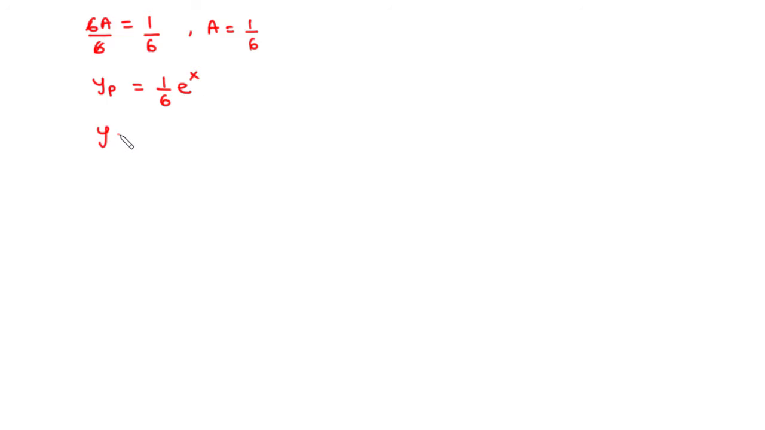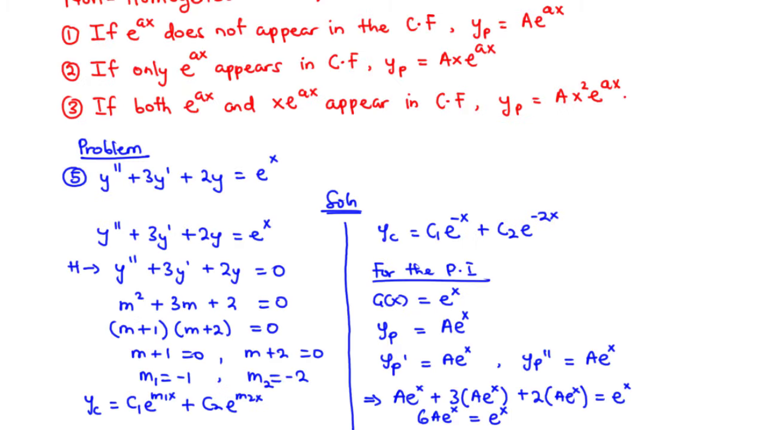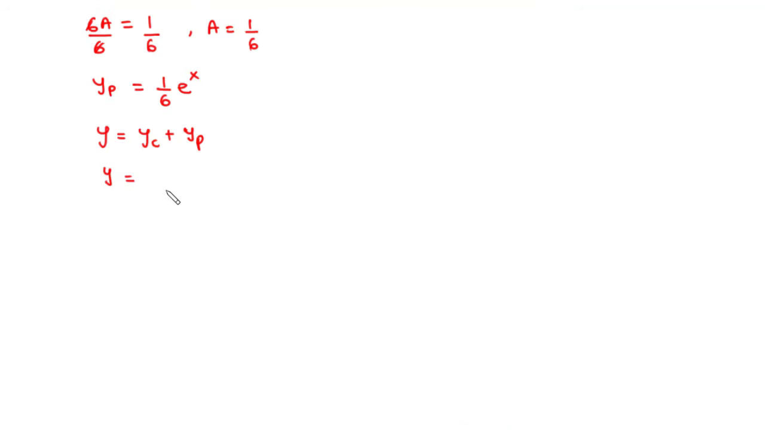And you know that the general solution of the differential equation is given by y equals yc plus yp. Therefore we have y to be equal to, now for yc we have c1 e to the power negative x plus c2 e to the power negative 2x, and then plus yp, which is 1 over 6 times e to the power x. So this is the general solution of the given differential equation.